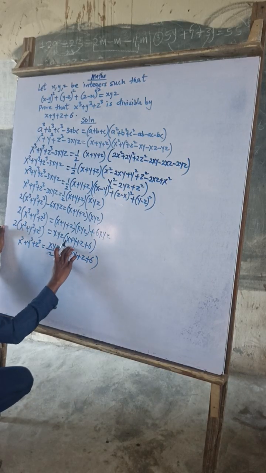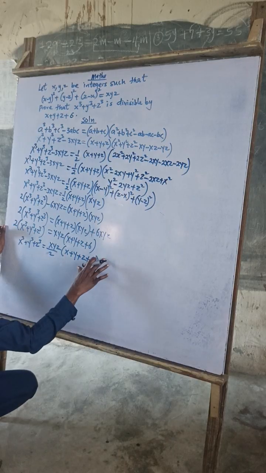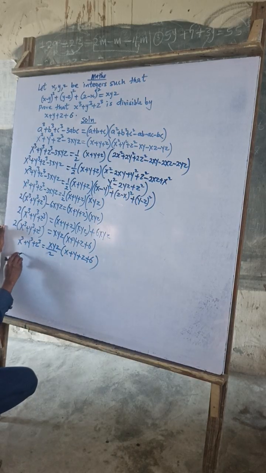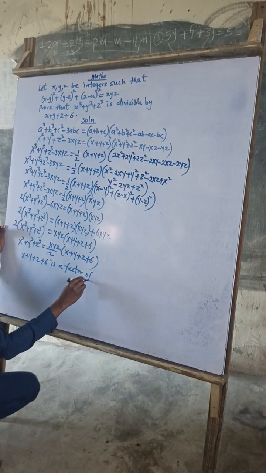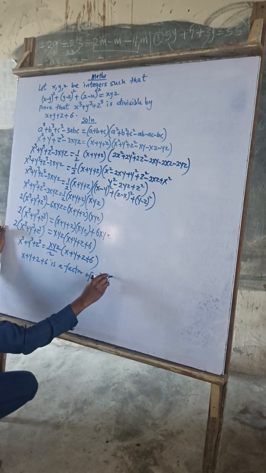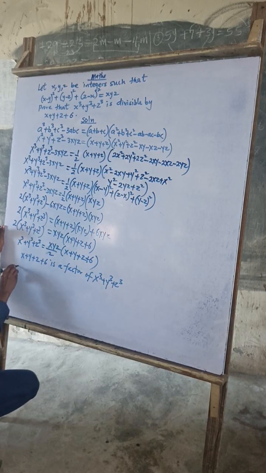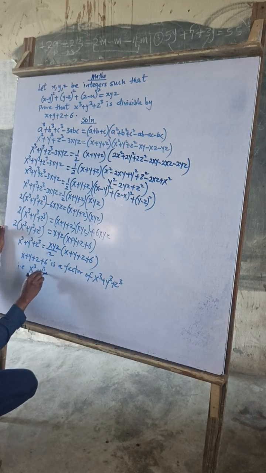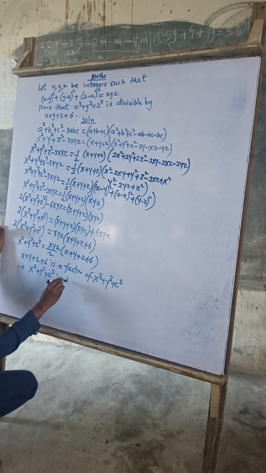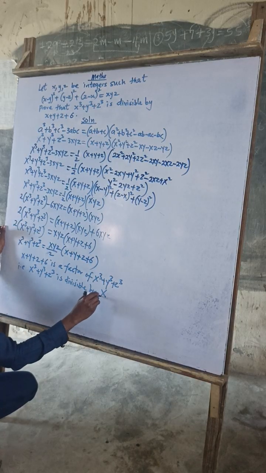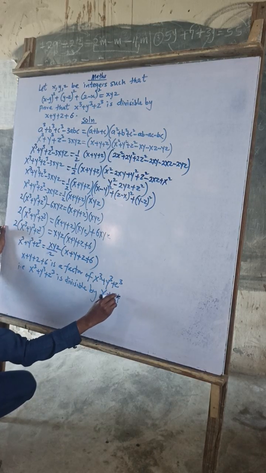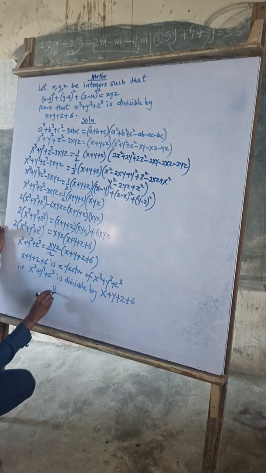Now, we can see that this is a factor of this. We are able to factorize this out. That implies that x plus y plus z plus 6 is a factor of x cubed plus y cubed plus z cubed. That is to say, x cubed plus y cubed plus z cubed is divisible by x plus y plus z plus 6, proved as required.